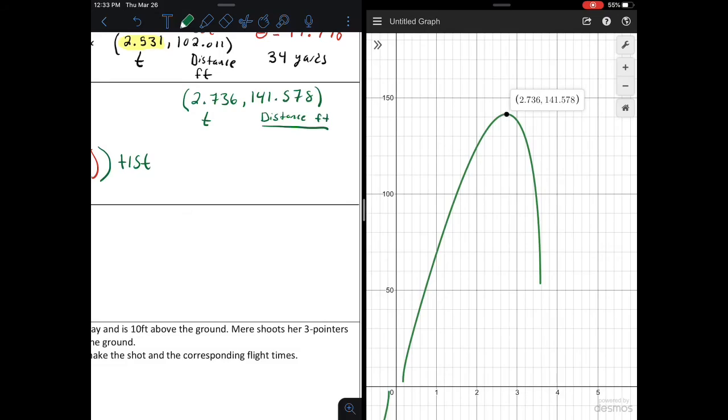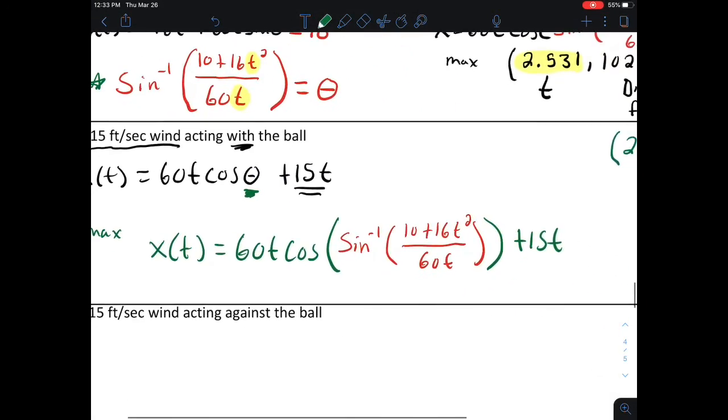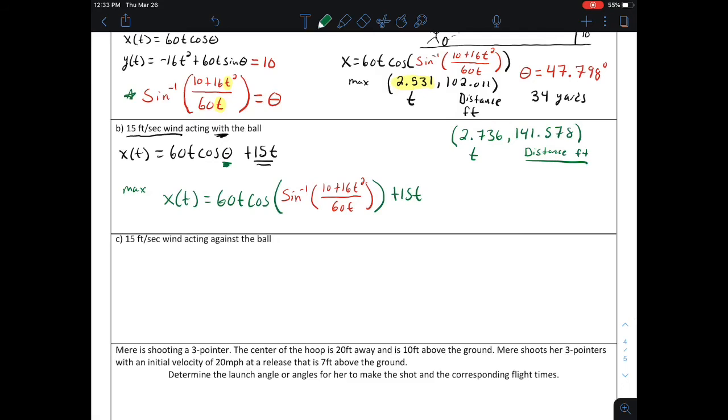So with the wind acting on the ball, we want to determine what the launch angle should be. I'm going to take that t and put it back into that theta equals equation back in part A. And then I'm going to get a new launch angle. When I do that, I get a new launch angle of 52.23, which means that when the wind's acting with the ball, he's got to have a slightly higher launch angle so that the wind can continue to help it.